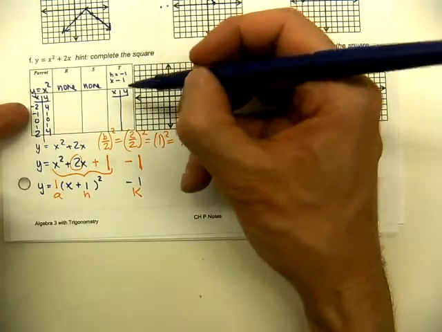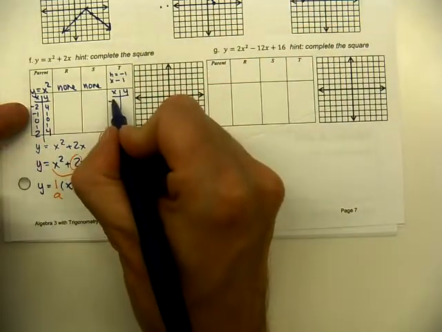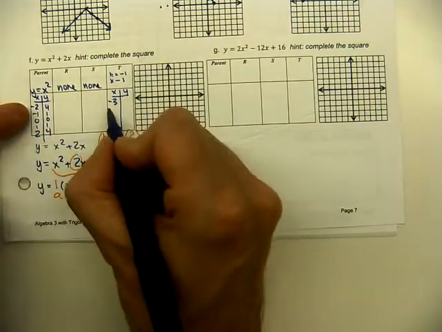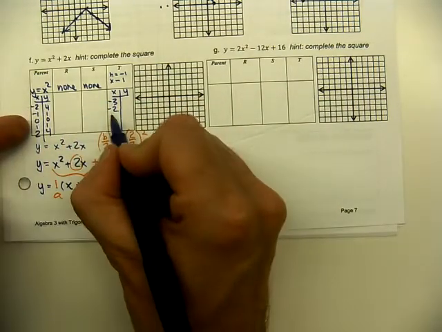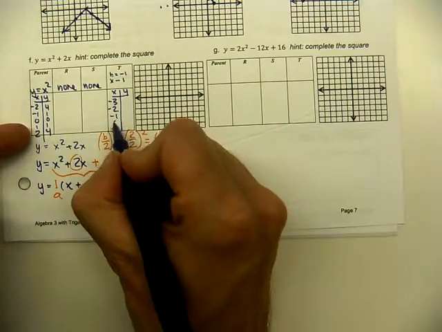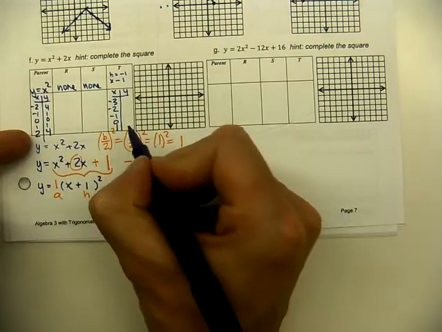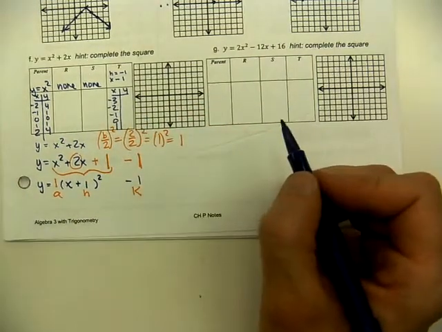So decrease each of those x coordinates by 1. So negative 2 minus 1 is negative 3. Negative 1 minus 1. 0 minus 1. 1 minus 1. And 2 minus 1. Those are the inputs. Those are the x coordinates rather.